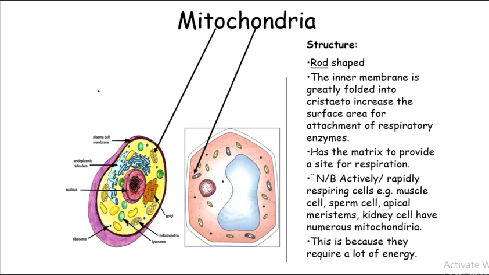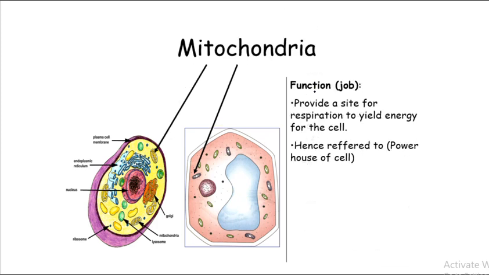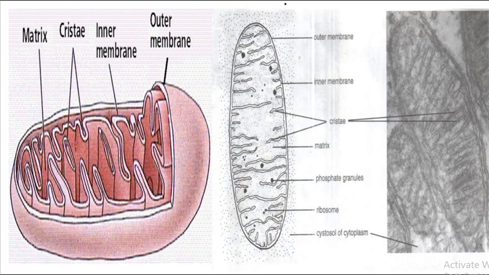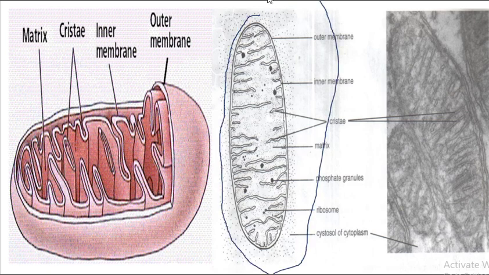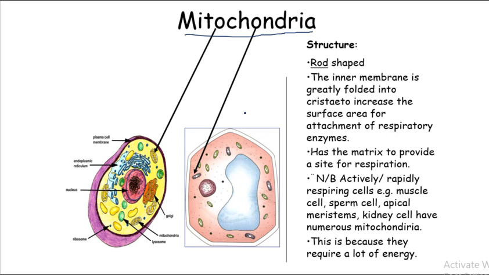Next organelle, we have mitochondria, and the mitochondria is rod-shaped. Let me take you to the shape of the mitochondria. As you can see, it is like a rod. Also, we have these other structures, another mitochondrion here. It is rod-shaped, and the inner membrane is greatly folded into what we call crista, and the crista are just finger-like projections, and they increase surface area for attachment of respiratory enzymes.